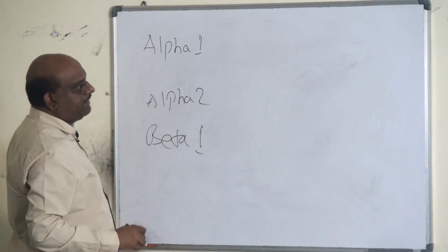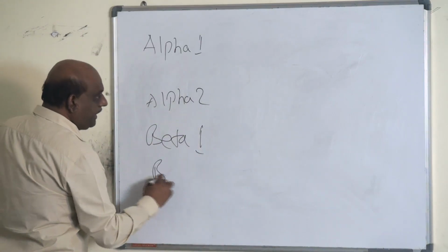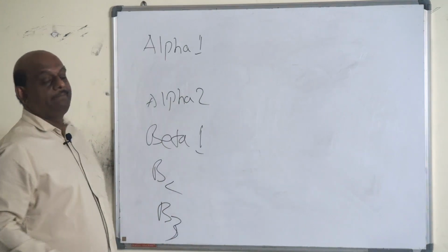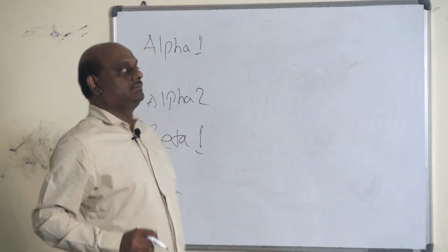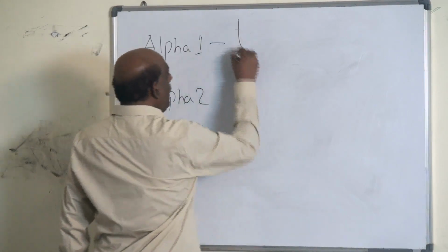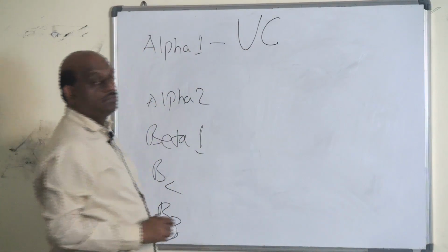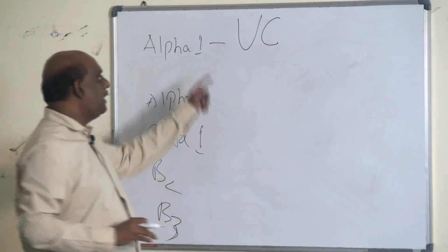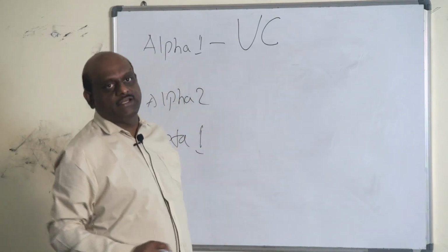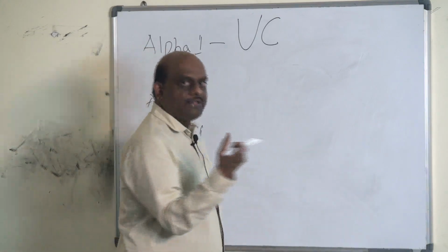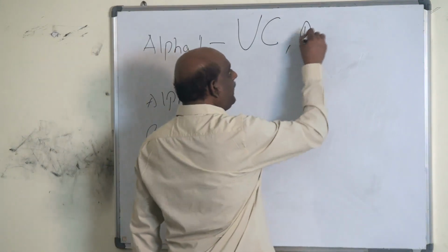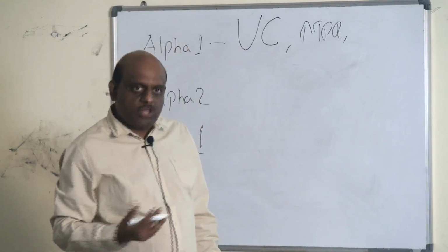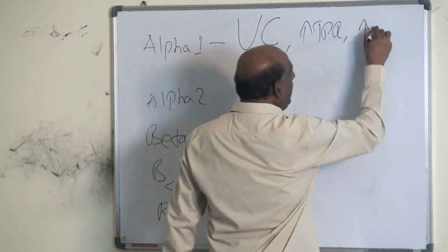So you have alpha 1, alpha 2, beta 1, beta 2, beta 3. Alpha 1, what does it basically do? Alpha 1 leads to vasoconstriction. If you stimulate the alpha 1 receptor, there is vasoconstriction. Any vasoconstriction increases the total peripheral resistance. Because of that, there is an increased blood pressure.